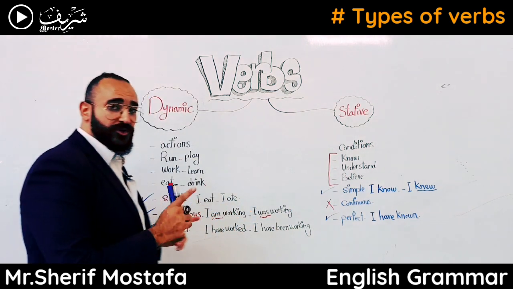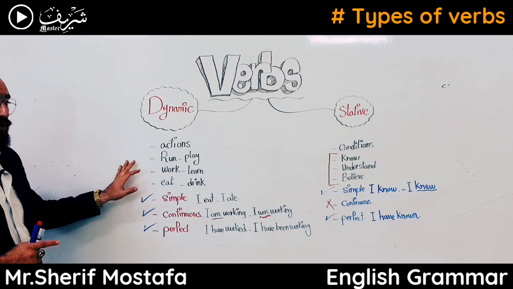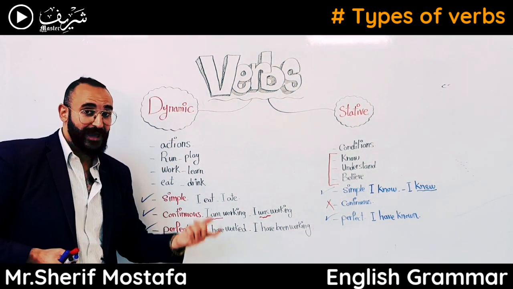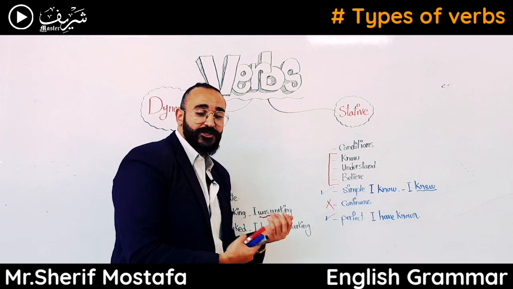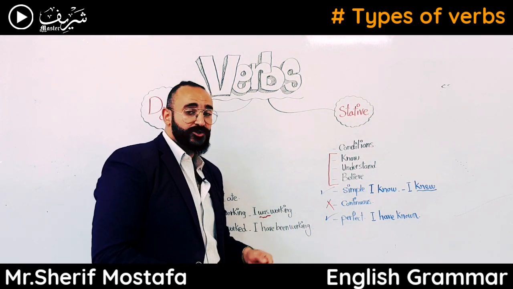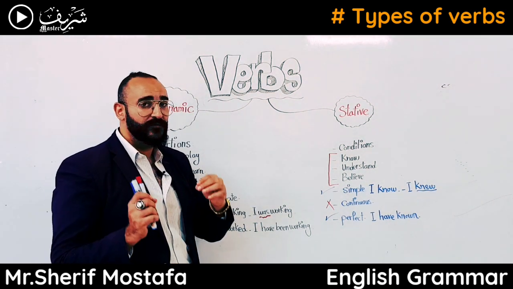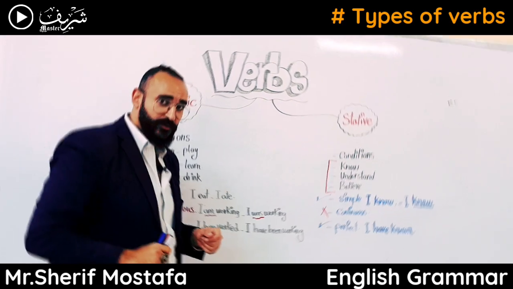So in order for you to know the difference between the dynamic and the stative verbs, you should know that anything related to the dynamic verbs refers to action. However, stative refers to a condition or a state. So we will go right now and I will show you some examples. It will be very, very easy and it will clarify it for you. Okay, let's go.